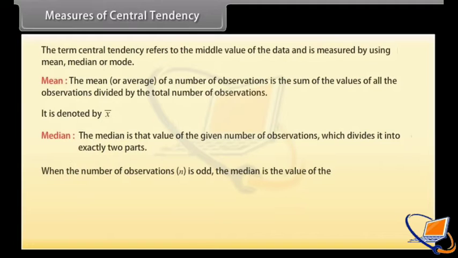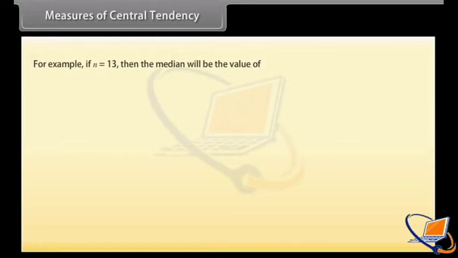When the number of observations, that is n, is odd, the median is the value of the (n plus 1) whole upon 2th observation. For example, if n is equal to 13, then the median will be the value of (13 plus 1) whole upon 2th, that is, the 7th observation.